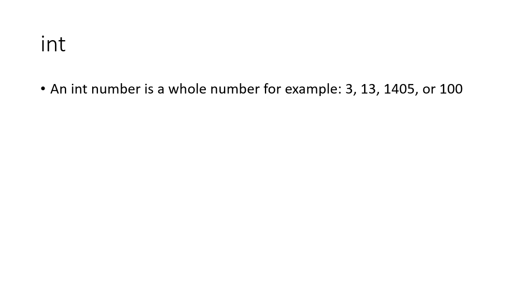Int is just a whole number. So an int will never have a decimal point after it. So it'll be like 3, 13, 1405, or 100. But it is distinct from the float numbers because it does not have a decimal point after it.